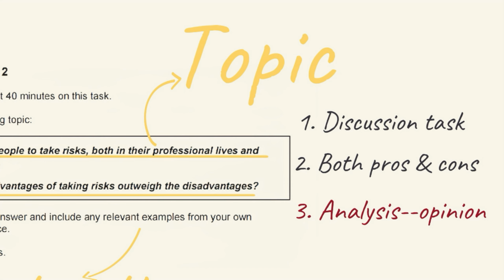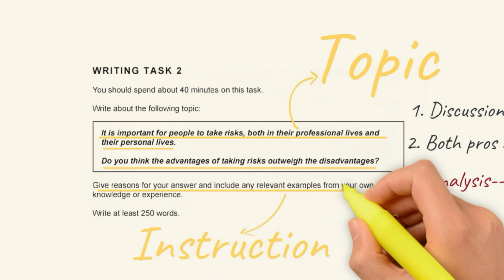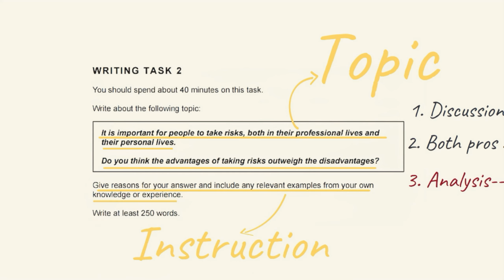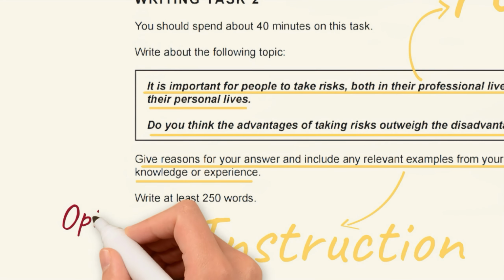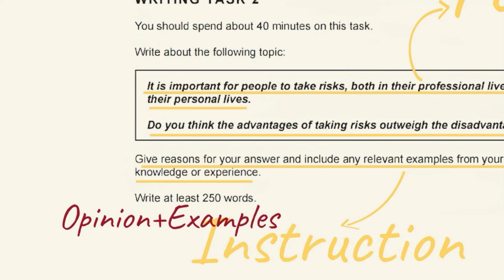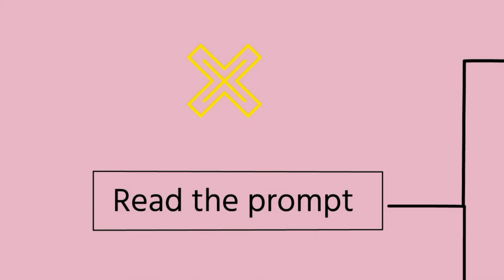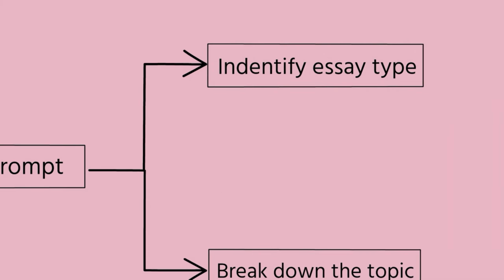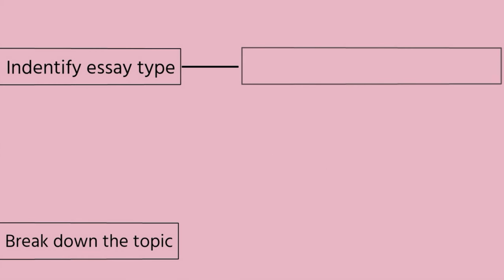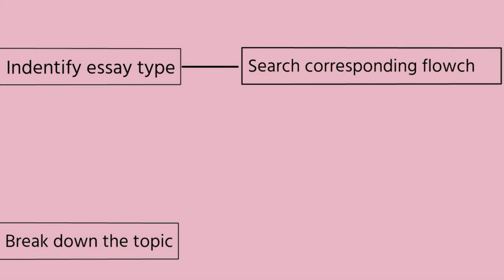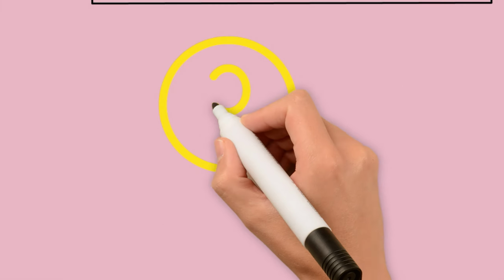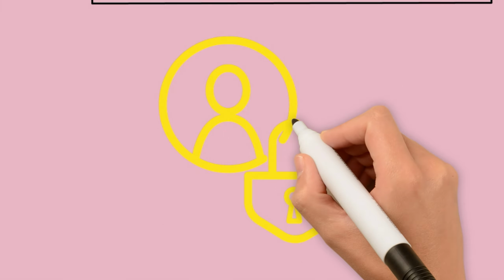Next, the instruction. All IELTS Writing Task 2 questions have the same instruction. The key requirement is giving an opinion with examples from your own knowledge and experience. Do you think the prompt reading is finished? Definitely not. We just finished the first step, identifying the essay type and searching for the corresponding writing flowchart. If you have been stopping here in the past, the next step will unlock the areas where you might have felt stuck. Step 2 is to break down the topic.